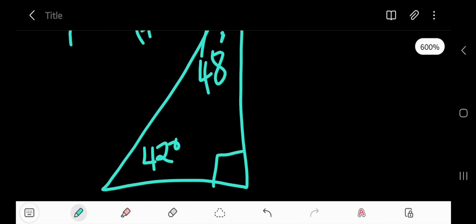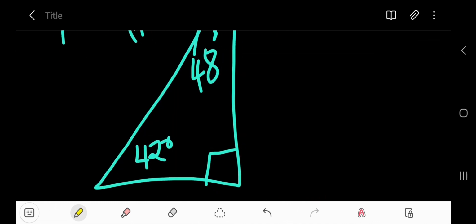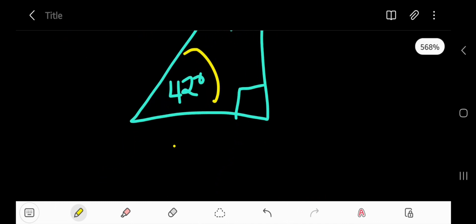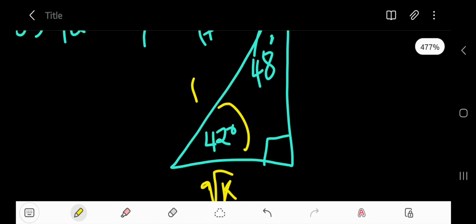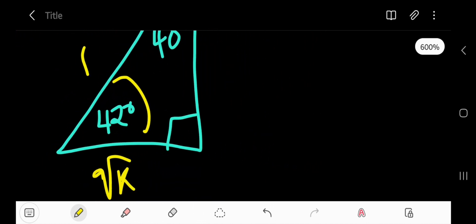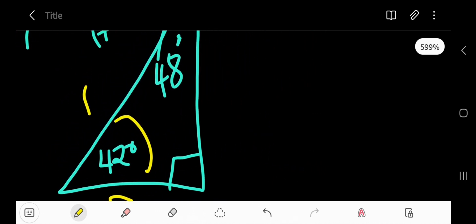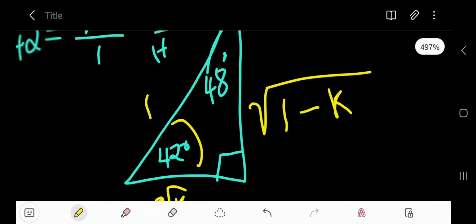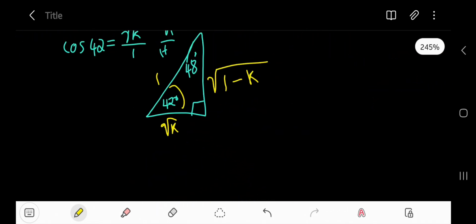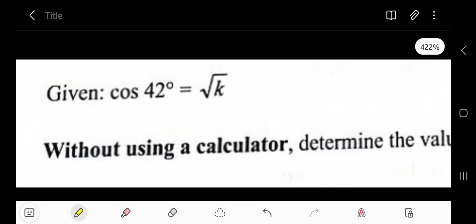So now in relation to our angle, which is 42, our adjacent is the square root of k, right? Our hypotenuse in this case is going to be 1. And if we were to work this out using Pythagoras, the other side is going to be 1 minus k, I believe. Okay, so this is my first instinct. Now, what are they looking for?